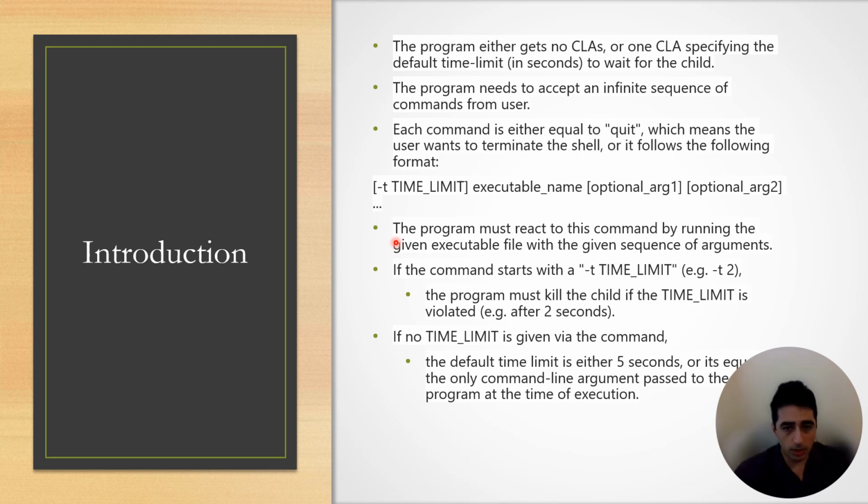Then the program must react to this command by running the given executable file with the given sequence of arguments. Of course, we're going to use the fork system call. If the command starts with a dash T time limit, like dash T2, then the program must kill the child if the time limit is violated. So the child only has 2 seconds to be executed. If it exceeds that limit, then the child will be terminated by the parent, which is the shell. If no time limit is given in the command line, then the default value is 5, or it's equal to the only command line argument passed to the program at the time of execution.